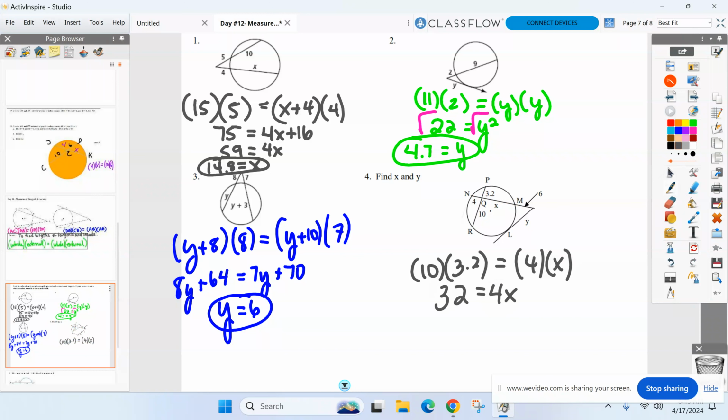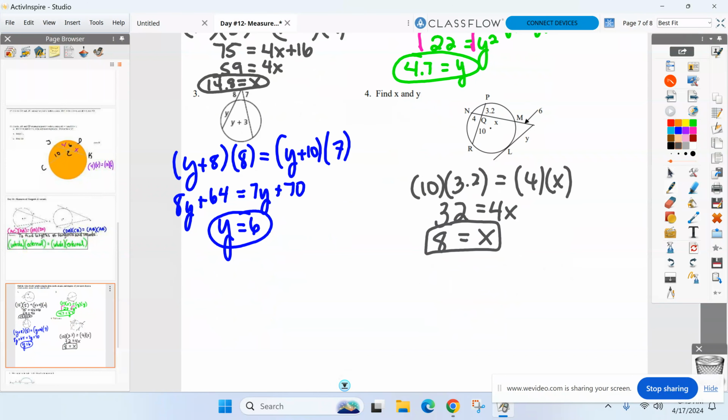Grinding away here. We get 8 for x. All right, you are going to have to substitute it back in that diagram, so you can tell me the whole secant length, so I can do whole times external to find y now.